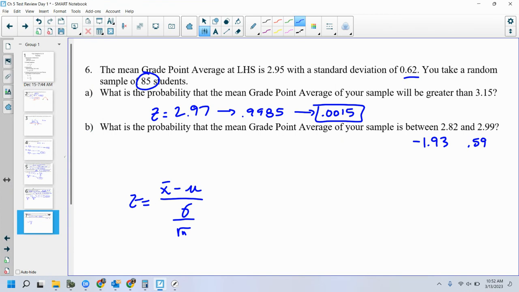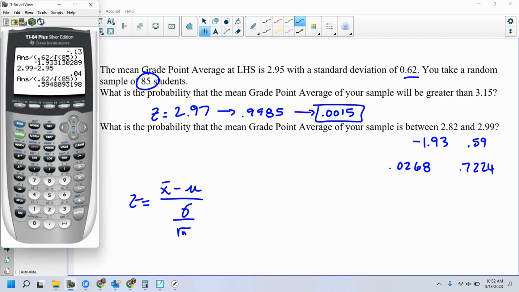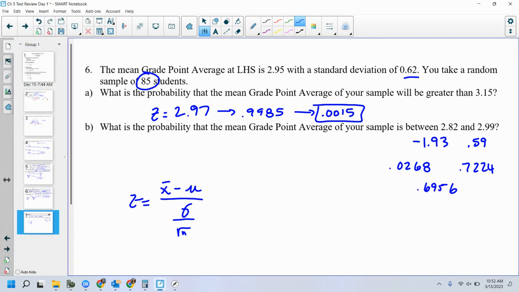Okay, so negative 1.93 gives 0.0268, and 0.59 gives 0.7224. And we find the difference of the two. 0.7224 minus 0.0268 is 0.6956. There we go.